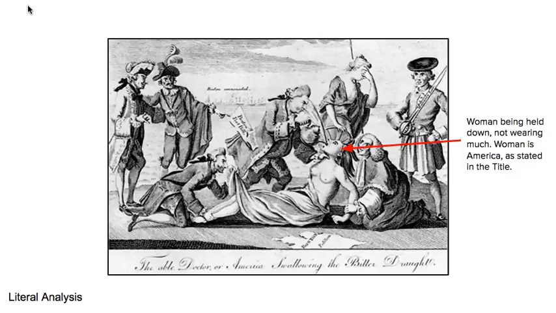So my first observation is that there is a woman being held down, not wearing very much clothing, and the woman is America, as stated in the title. It says, The Able Doctor, or America Swallowing the Bitter Drought.